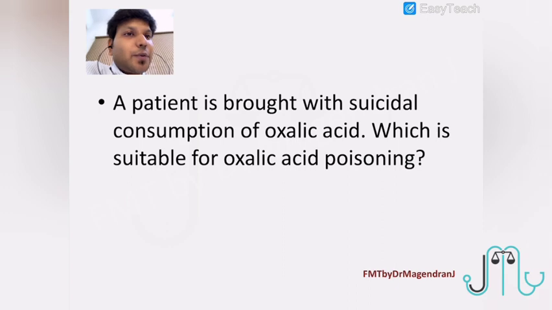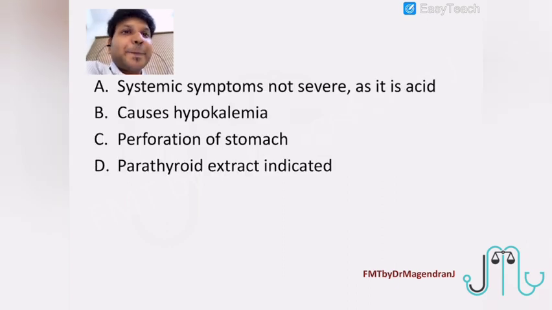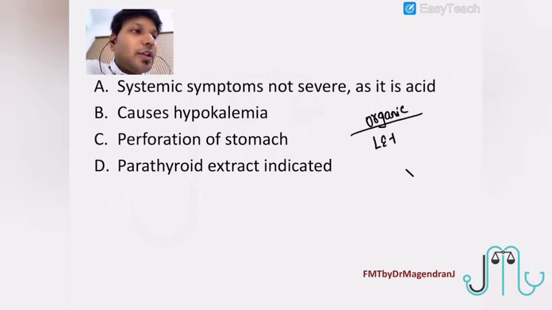Next question, a patient is brought with suicidal consumption of oxalic acid. Which is suitable for oxalic acid poisoning? Systemic symptoms are not severe as it is an acid. No, oxalic acid is an organic acid. Any organic acid will have local effects, but we can see the systemic effects as well.